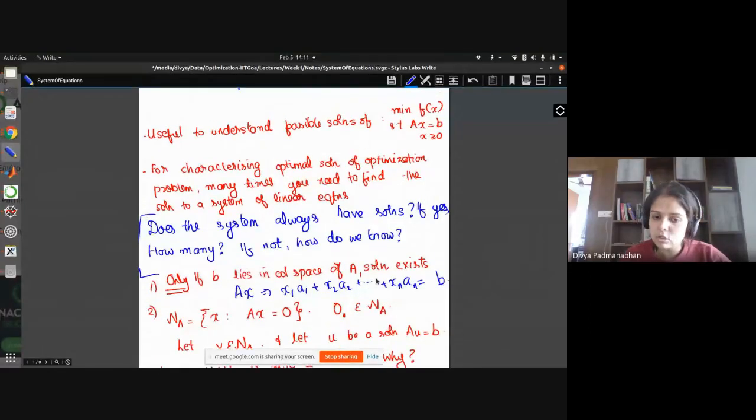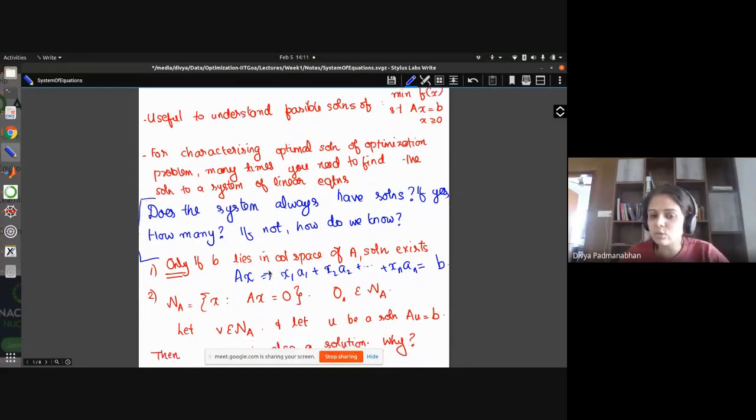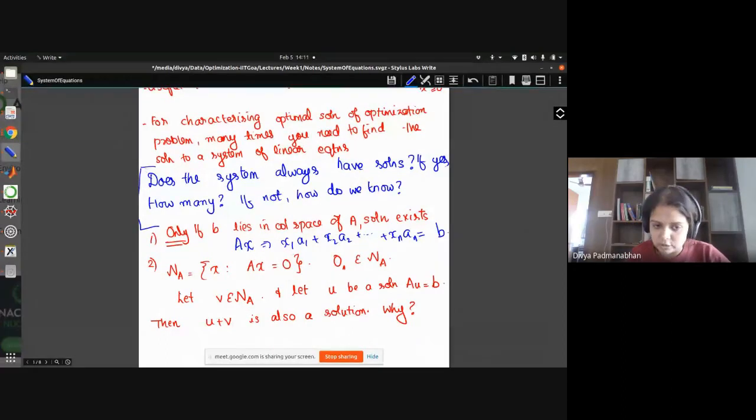Now suppose you have a solution. It's guaranteed that B lies in the column space of A. So how many solutions does it have? Is it one solution, or what is it? How do you analyze this? This is where the null space is going to be useful.